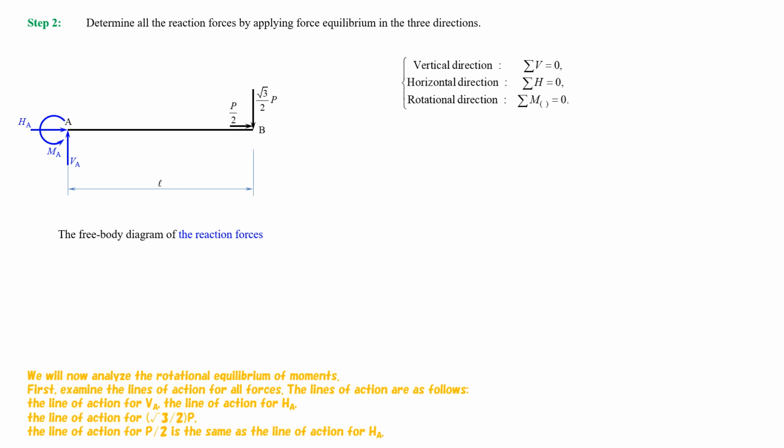We will now analyze the rotational equilibrium of moments. First, examine the lines of action for all forces. The lines of action are as follows. The line of action for VA. The line of action for HA. The line of action for the square root of 3 divided by 2, multiplied by P. The line of action for the 1/2 of P is the same as the line of action for HA.